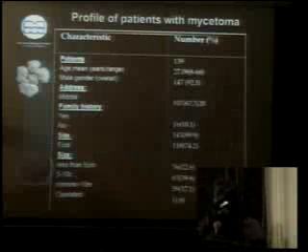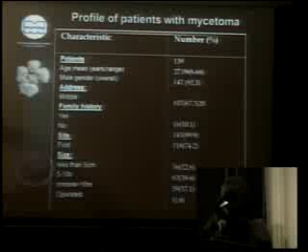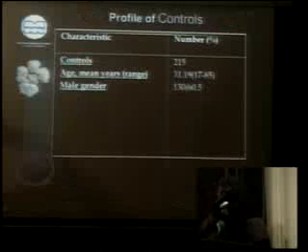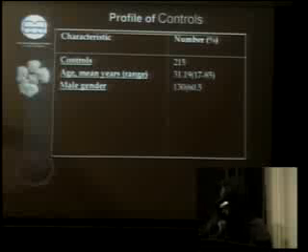This is the profile of the patients in this study, most of whom are men, students by occupation. Most of them have no family history of mycetoma. And this is the characteristic of the control group. Okay, this is the genotype of SNPs, which appear homozygote or heterozygote for IL-10.